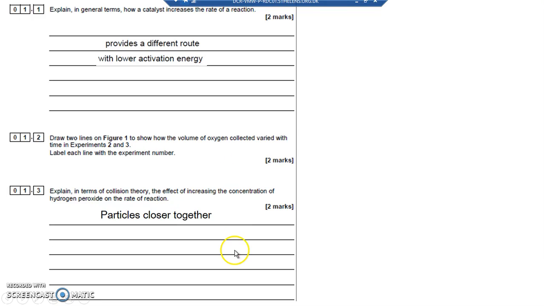Explain in terms of the collision theory, increasing the concentration of hydrogen peroxide. The particles are closer together, so you'd have more successful collisions, more frequent successful collisions. Successful collisions would happen more frequently because the particles are closer together.